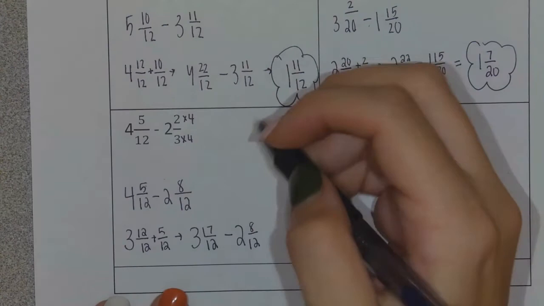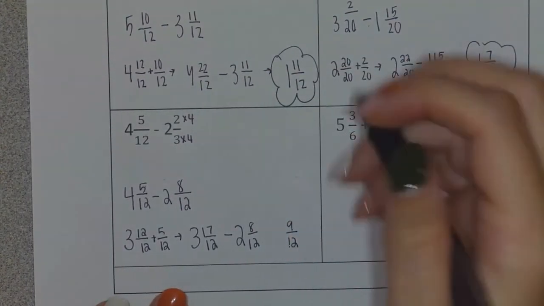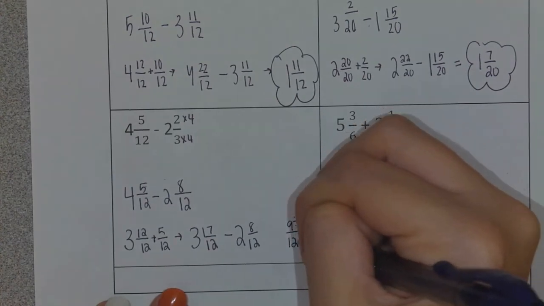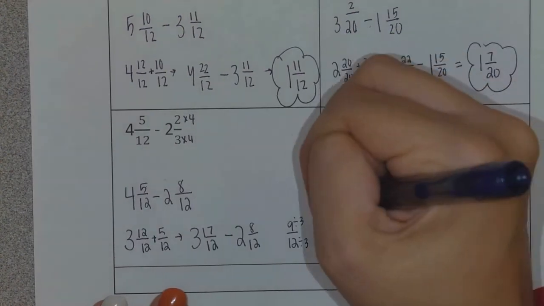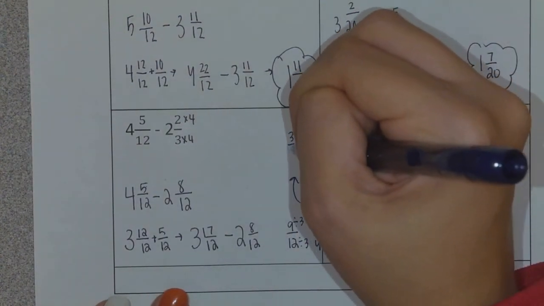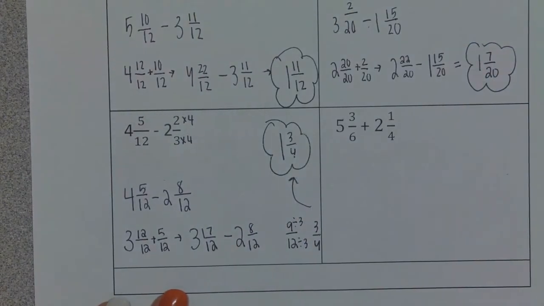So I have 17 minus 8 would give me 9/12, but I can actually simplify 9/12. They're both divisible by 3. So that would become 3/4. I'm going to actually move this up here so I have some room. And then I have 3 minus 2 would give me 1. So I get 1 and 3/4.